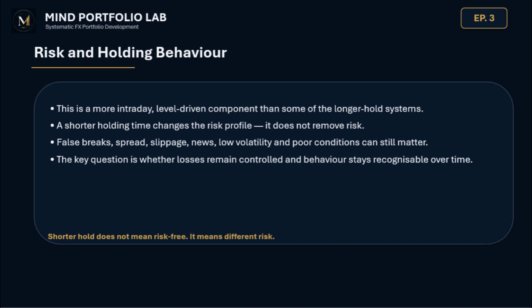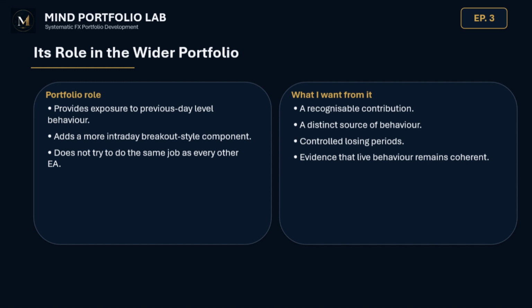At portfolio level, this EA has a specific job. It is there to give exposure to previous day level behavior. It is not trying to do the same thing as every other system. It is not a pullback system. It is not a reversal system. It is not one of the longer hold pattern systems. Its role is narrower and more specific. That is useful because I do not want all the EAs in the portfolio to depend on the same idea. If every EA was just a slightly different version of the same strategy, the portfolio would not really be diversified. It would just be the same risk repeated several times. So what I want from this EA is not perfection. I want a recognizable contribution that is different from the other components.